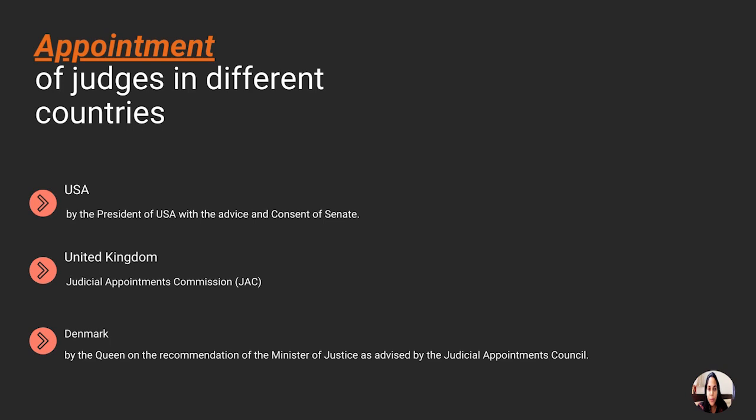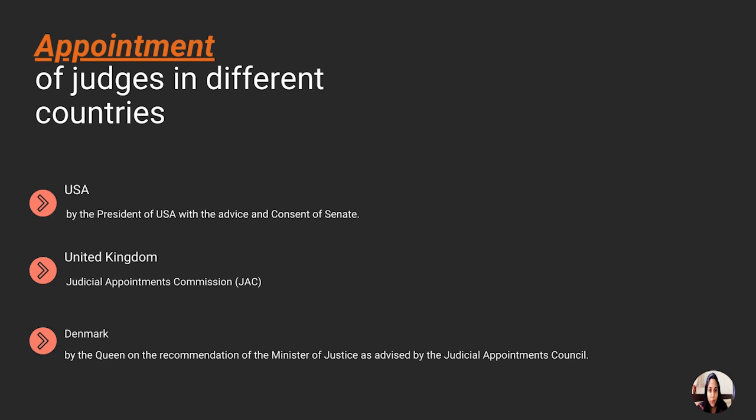We can also quickly see how the appointment of judges takes place in different countries. I've taken the example of three countries basically: US, UK and Denmark. In the US, the judges of the federal courts are appointed by the President of the US with the advice and consent of the Senate. Whereas in the UK, there is an independent commission known as the Judicial Appointments Commission, which looks after the process of selection of candidates for judicial office in courts and tribunals.